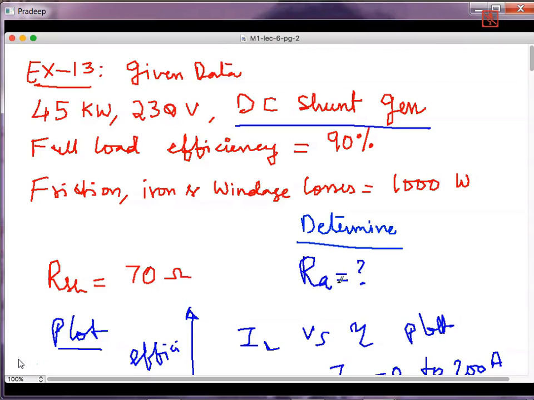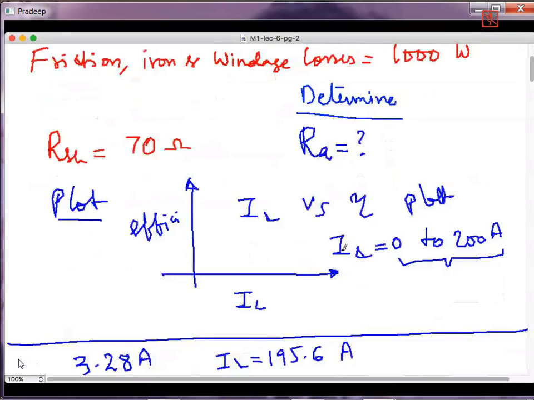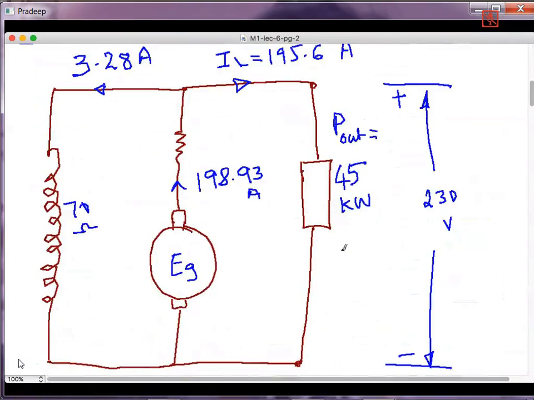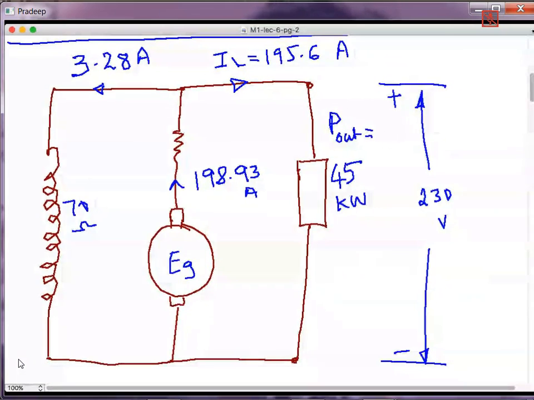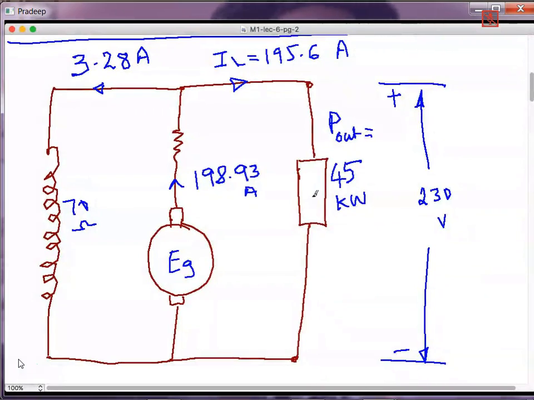As a process of solving this problem in the last class, we had created this diagram. This is a diagram of DC shunt machine. You know, this is the armature, this is the armature resistance, this is the field winding and field resistance, and then 45 kilowatt is the output power, and the voltage is 230 volts.